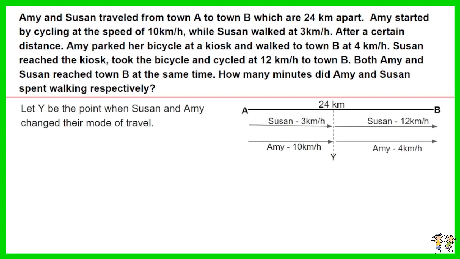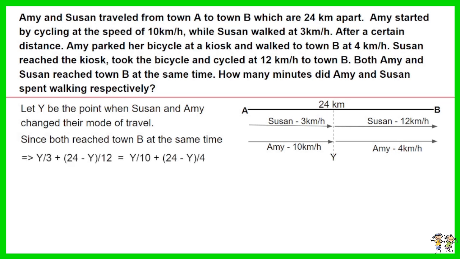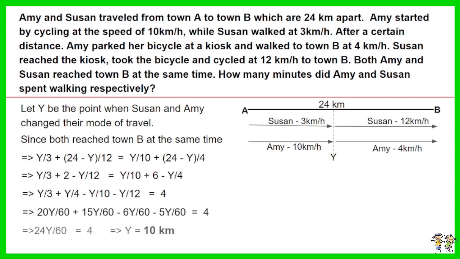For ease of understanding, draw the diagram on the right. Let Y be the point where Susan and Amy change their mode of travel. Since both reach town B at the same time, the time taken by Susan equals Y divided by 3, plus the result of 24 minus Y then divided by 12. Time taken by Amy equals Y divided by 10, plus the result of 24 minus Y then divided by 4. Solve the equation. Y equals 10 kilometers.